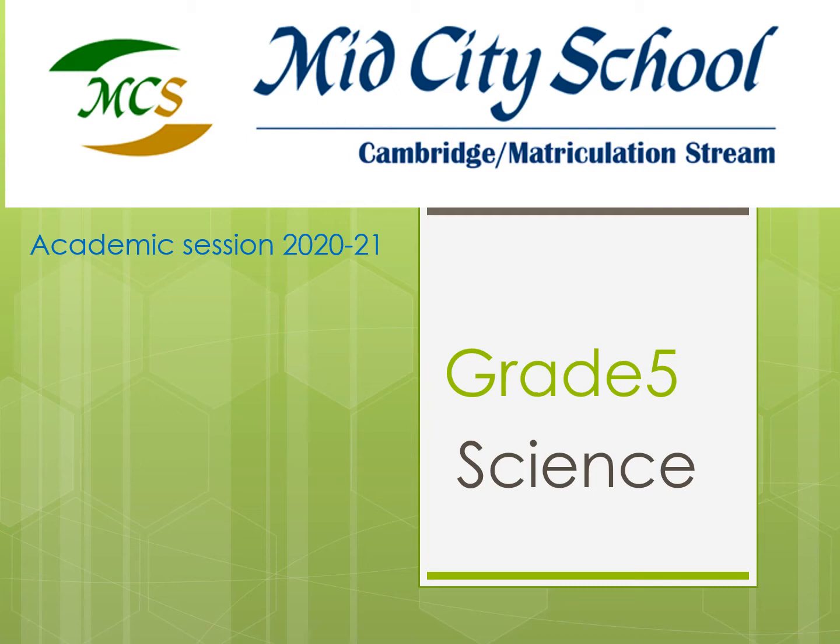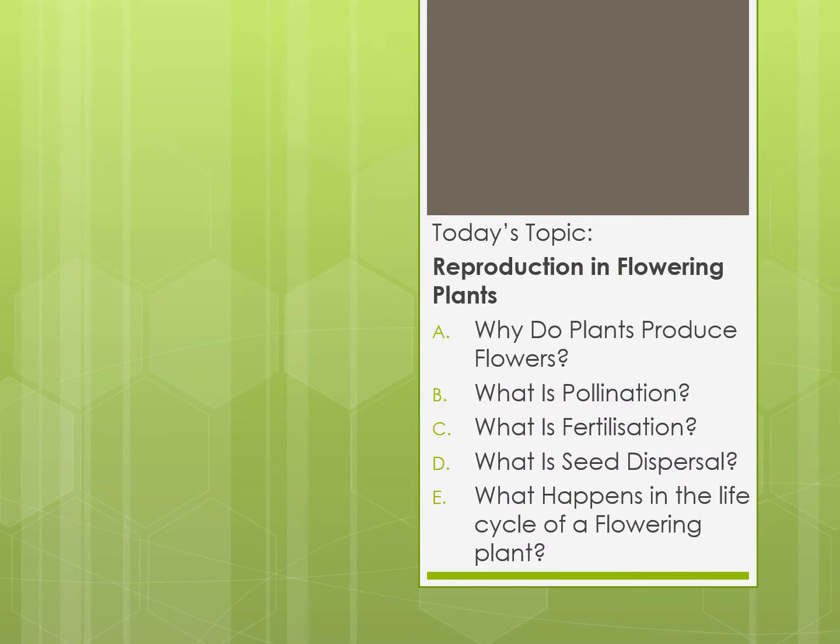Now coming to the online classes, today is our 7th lecture of science for grade 5. Today we'll be starting the new chapter, that is reproduction in flowering plants. We have A, B, C, D, E parts in this chapter.